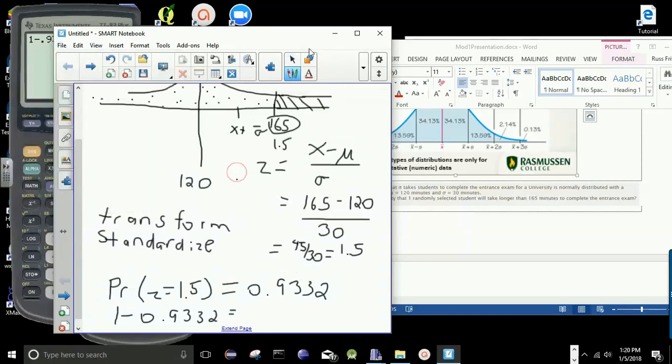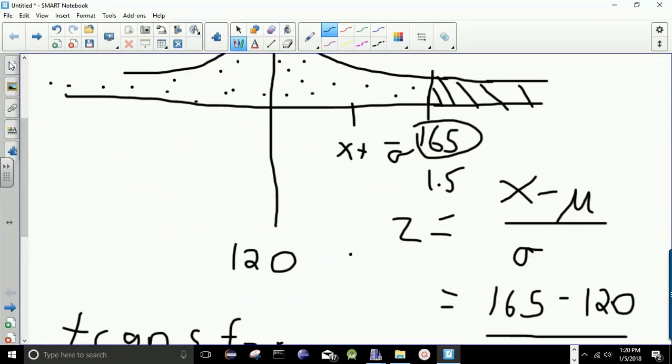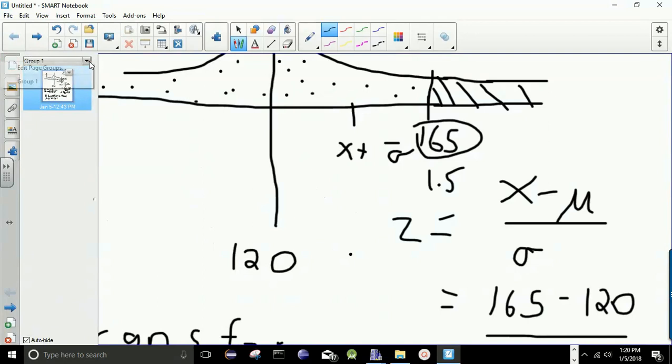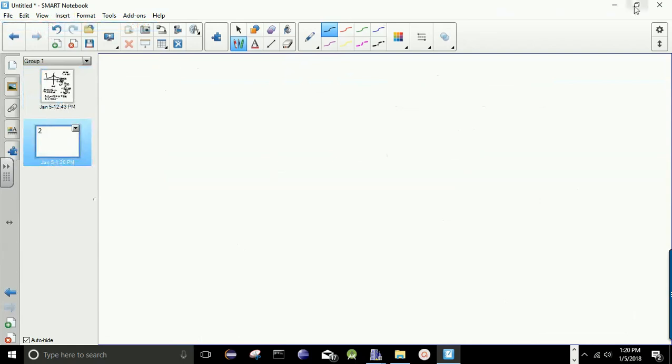Let's see, I need a new page here. All right, so let's go on to the second page.